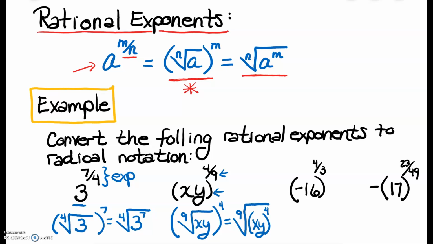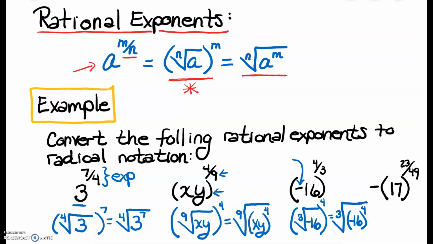All right, for our next example, notice that our negative sign is inside the parentheses, which means negative 16 goes under our radical. So for the first form, we're going to have the cube root of negative 16, and that's going to be raised to the 4th power. And then we're going to convert that to the cube root of negative 16 to the 4th power, all under our radical.